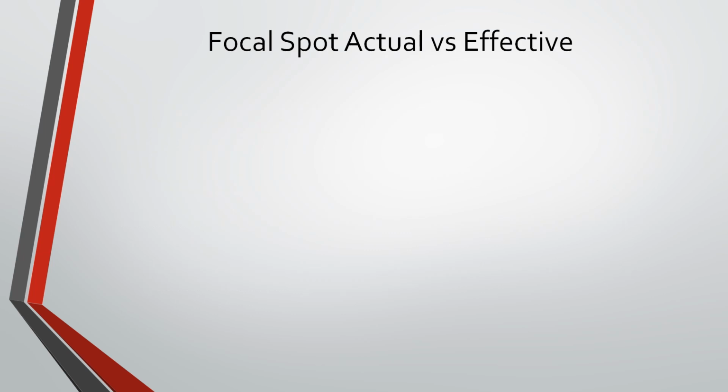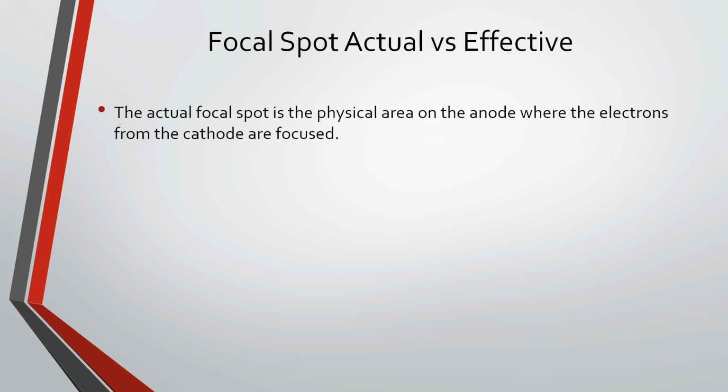So let's talk about the focal spot, the actual versus the effective. You may see these terms in your books and whatnot, and we need to know the difference between what the actual focal spot is versus the effective. The actual focal spot is the physical area on the anode where the electrons from the cathode are focused. So the actual focal spot is the physical ring of tungsten, okay, that's on the anode, and it's the thickness of it, okay?